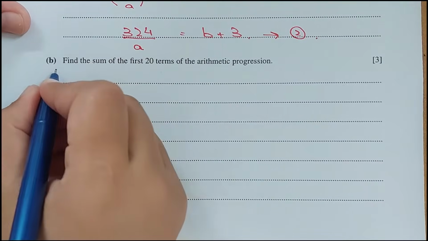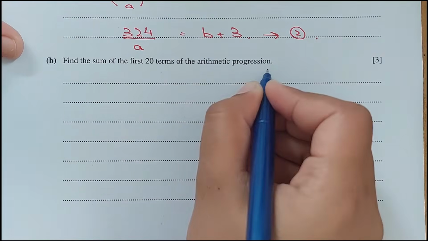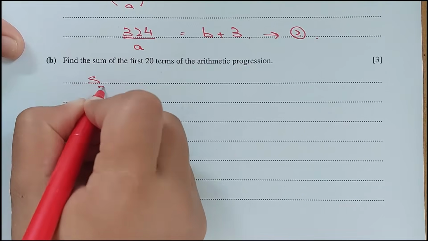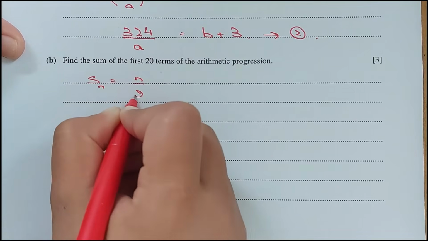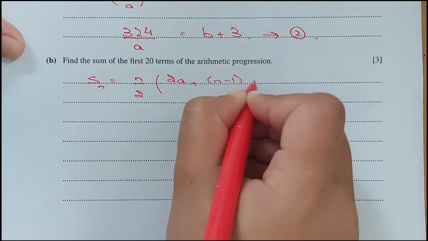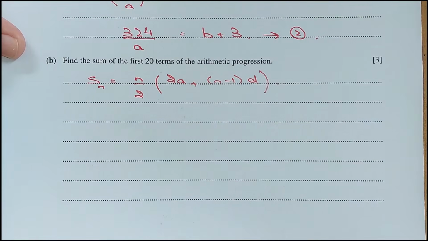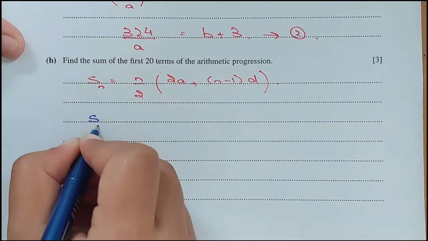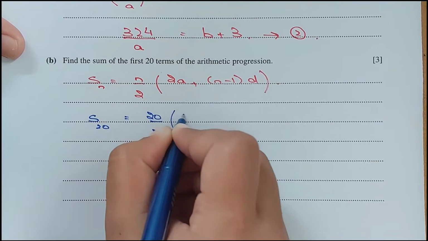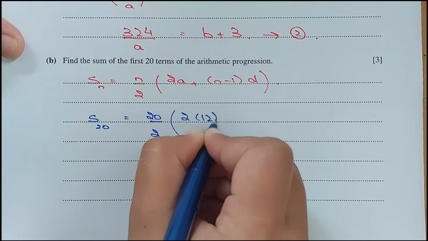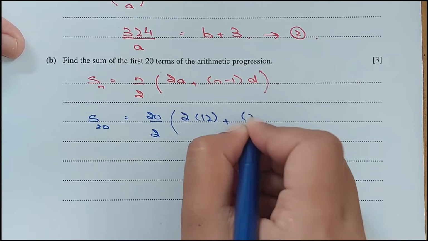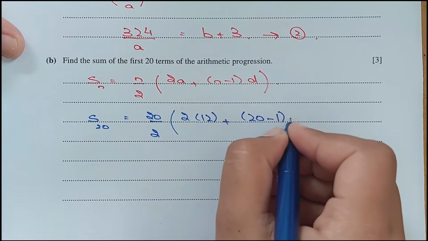Now for part B, find the sum of first 20 terms of arithmetic progression. Right, we need to find S20. Sn is equal to n by 2 into 2a plus n minus 1 into d, right? So n is 20, so S20 would be equal to 20 divided by 2, and 2 times the a value we got from the first part, which is 12, plus 20 minus 1 times the d value.